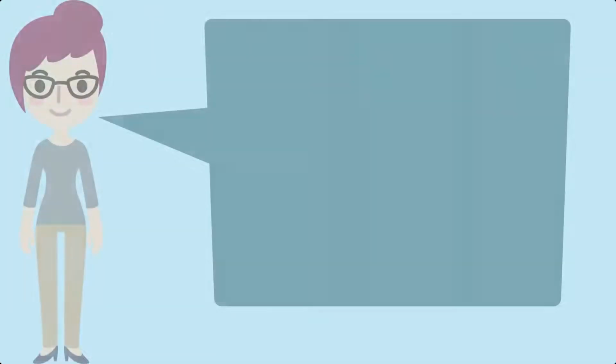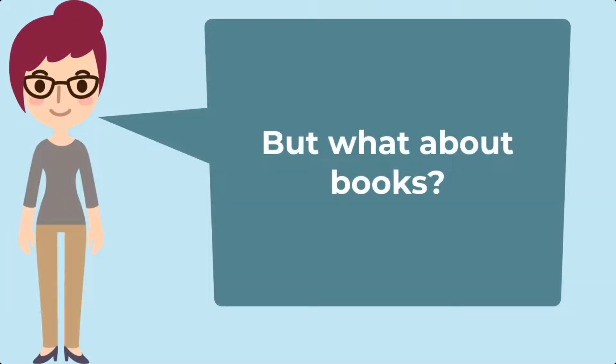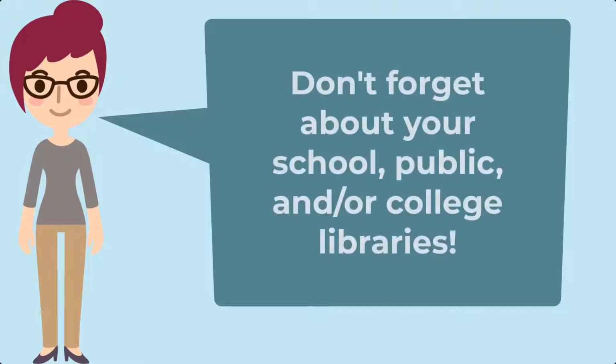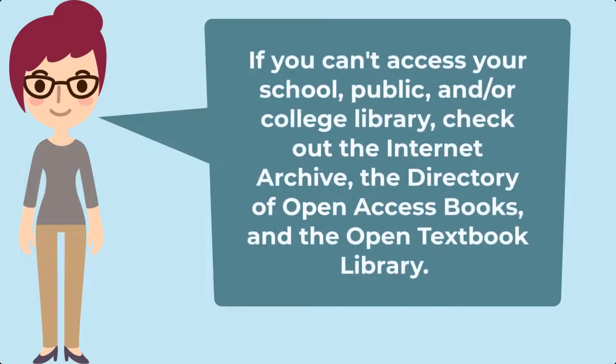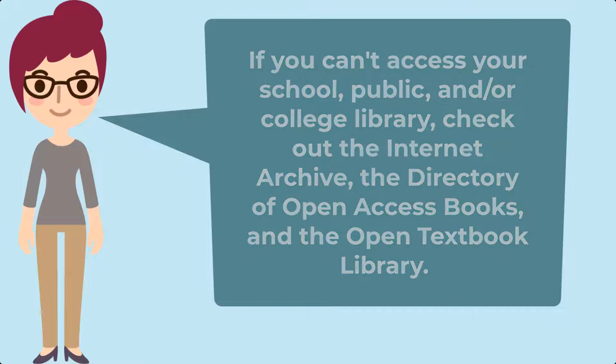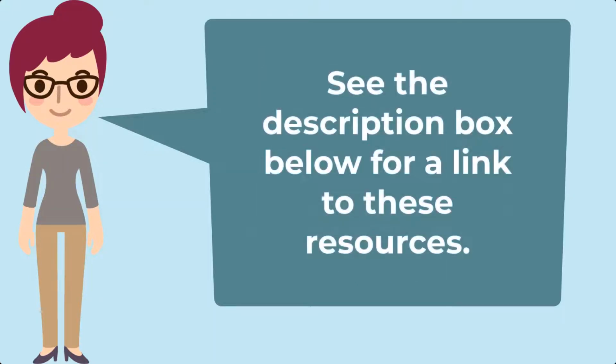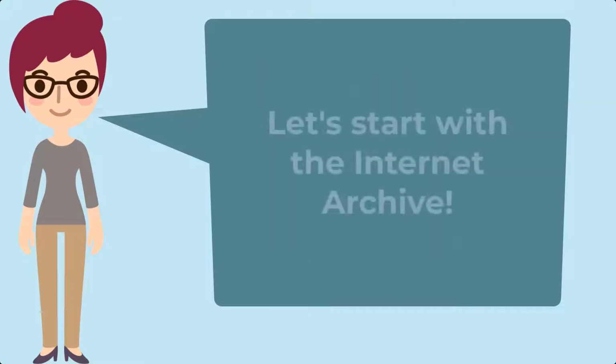Now that I've shown you some great resources for locating scholarly articles, let's talk about books. Now, again, your school, public, or college library would be a great resource for books and eBooks, but in case you don't have access to these resources, here are some other great options: the Internet Archive, the Directory of Open Access Books, and the Open Textbook Library. I'll include a link to each of these resources in the description below.